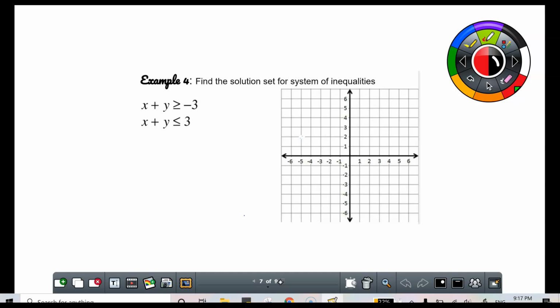So here we have two inequalities. Let's work on the first one. The first one we need to turn into the standard way. By doing what? You want y to be by itself. So you're going to get rid of the x by subtracting x on both sides. So this is gone, and you have y greater than or equal to negative x minus 3, right?